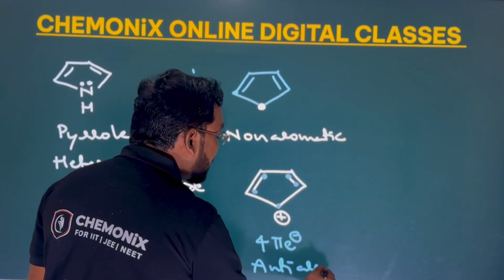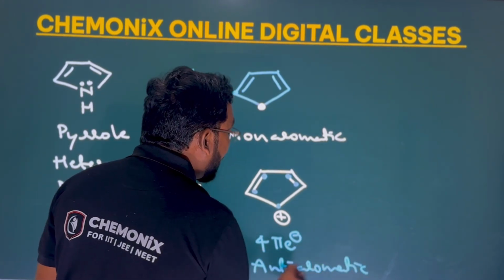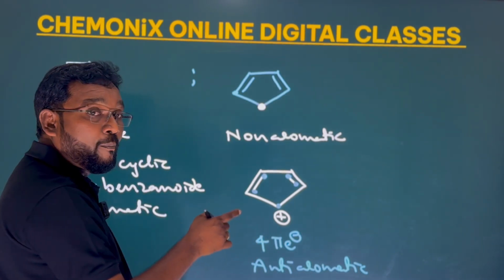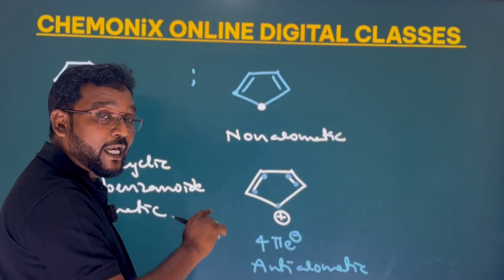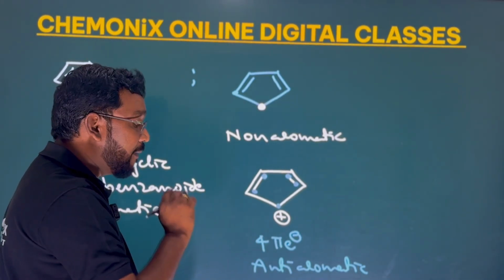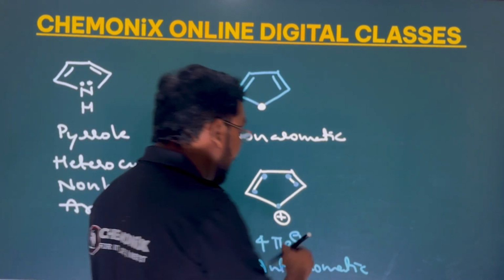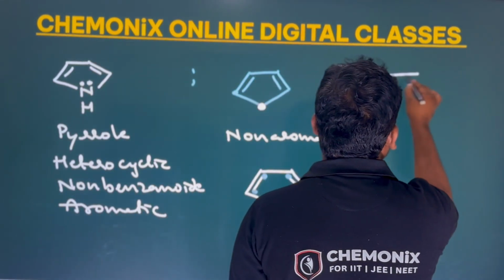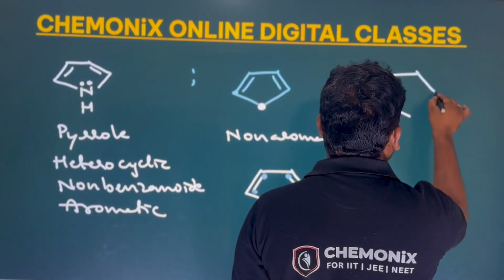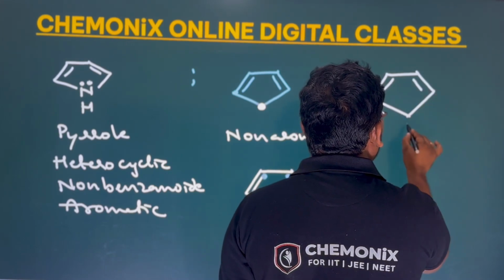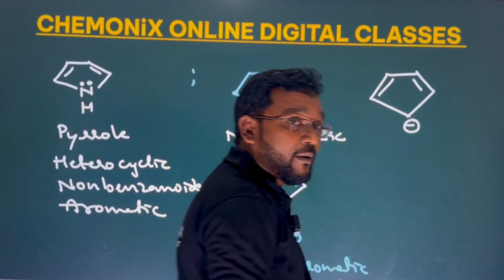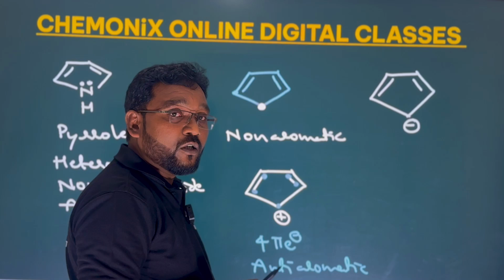So what is this here? This is an anti-aromatic compound. You see that this is called the cyclopentadienylium ion. So this cyclopentadienylium ion is an anti-aromatic compound. Similarly, what happens if I bring in this conjugation by generating the negative charge here? If I bring the conjugation by generating the negative charge, what happens?